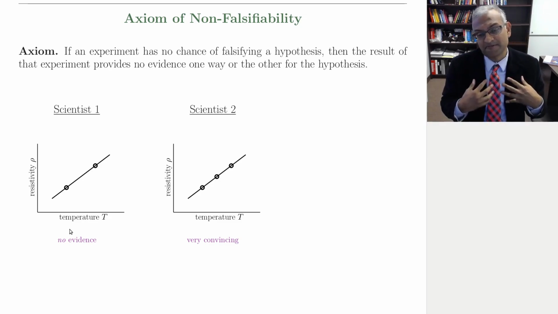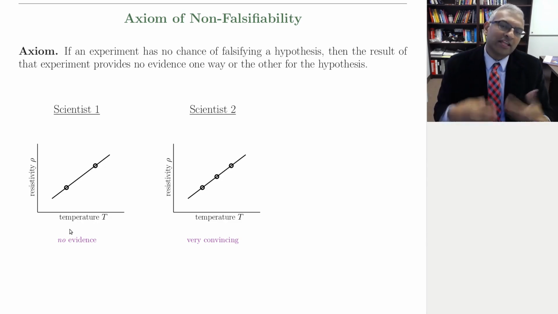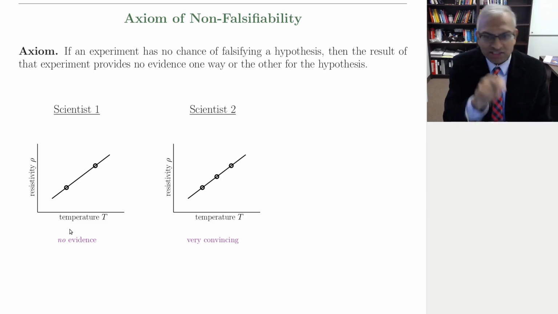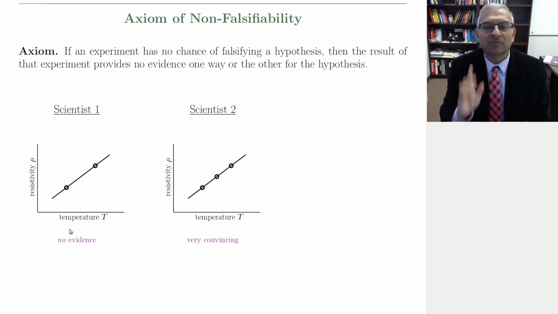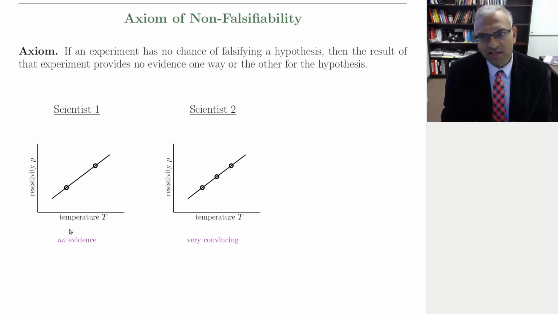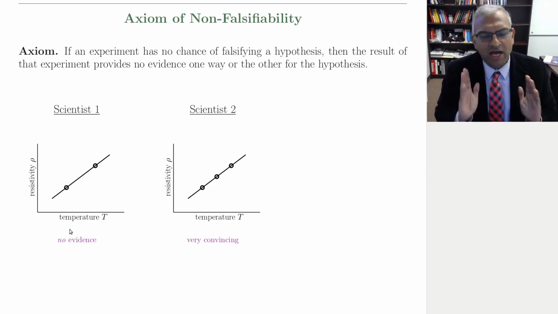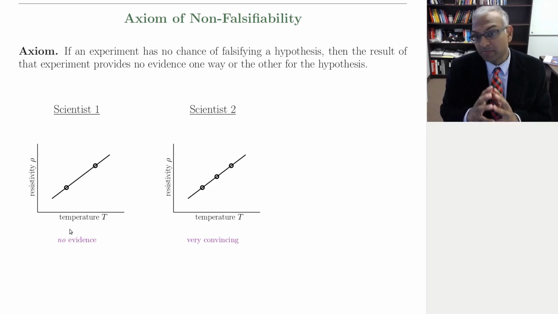You have a hypothesis, and you'd like to run an experiment to test your hypothesis. It must be the case that your experiment has a chance to falsify your hypothesis for it to be worth running the experiment at all. In other words, if your experiment has no chance of falsifying your hypothesis, then the experiment provides no evidence one way or the other for the hypothesis. It cannot say the hypothesis is false, it cannot say the hypothesis is true.